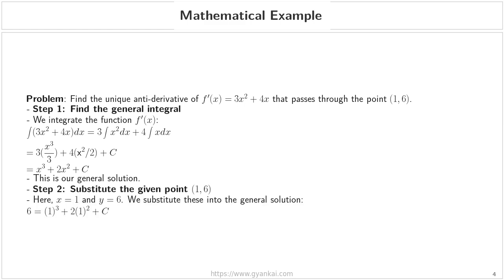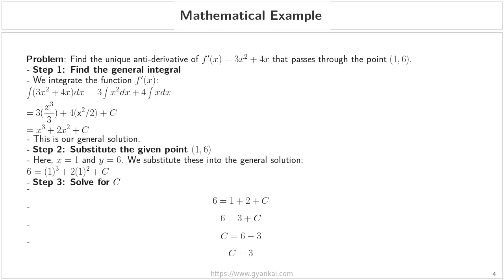Step 2. Substitute the given point (1, 6). Now, we'll use the initial condition to find the specific value of c. The point (1, 6) tells us that when x is equal to 1, the value of our function f of x must be equal to 6. So, we substitute x equals 1 into our general solution. This gives us 6 equals 1 cubed plus 2 times 1 squared plus c.